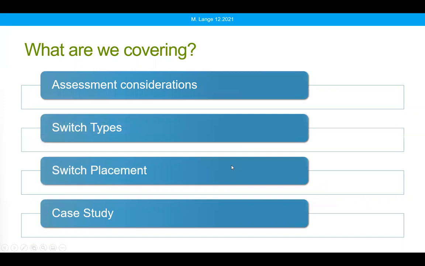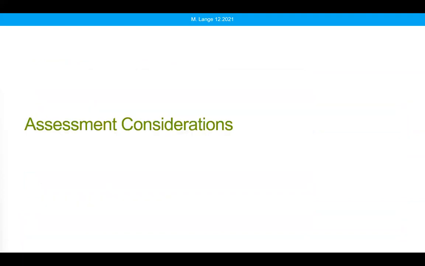So today we're going to cover some general assessment considerations when we're working with someone who has muscle weakness, switch types and switch placements that are common with this population, and then wrap it up with a case study. Feel free to type any questions or comments you have as we go along in that Q&A box. If you're like me, by the time questions come along, I've forgotten what I want to ask. So if I don't answer it right away, I definitely will do so, but go ahead and put them in whenever you would like. So let's start with assessment considerations.